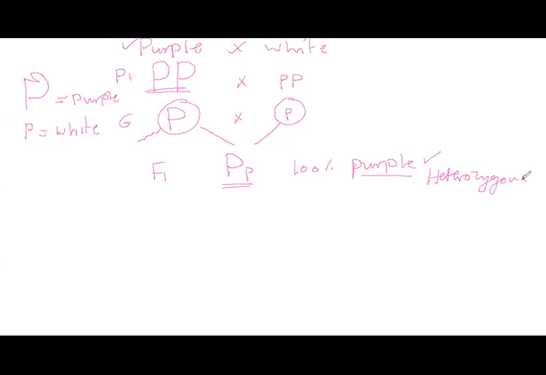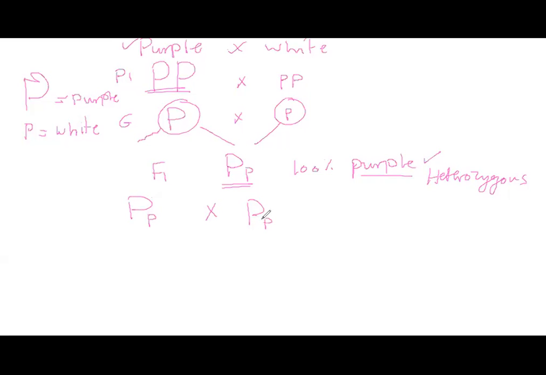Mendel allowed the offspring of the first generation to self-pollinate, which means this plant will cross with itself. The P capital P small will cross with P capital P small, like this.